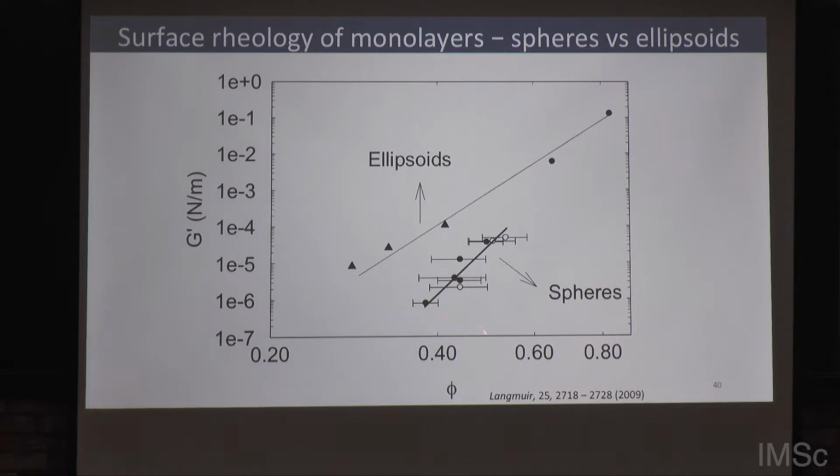As I was saying, if I look at, for example, about 40% coverage, I would say that the modulus is maybe 1.5 orders of magnitude higher. I don't think the slope is important. The point that I wanted to make is that for a given coverage, the monolayer with ellipsoids definitely has a higher modulus compared to that of spheres. That's the point that I want to make from this plot.